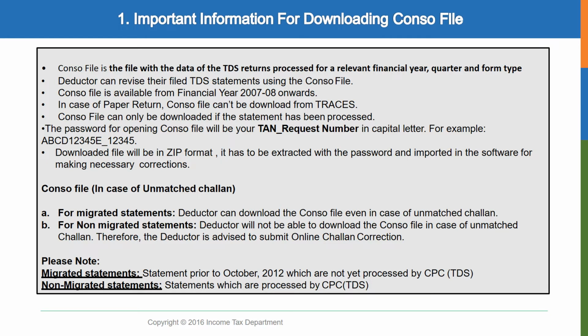In the case of matched challans, the Conso file can be downloaded from TRACES at any time. But in the case of unmatched challans, we have two criteria. For non-migrated statements, that is statements which have been processed by the CPC, that is the statements we file nowadays, if the statement contains an unmatched challan, you cannot download the Conso file. But in the case of migrated statements, that is statements prior to October 2012, which are not yet processed by the CPC, the deductor can download the Conso file even in the case of an unmatched challan.